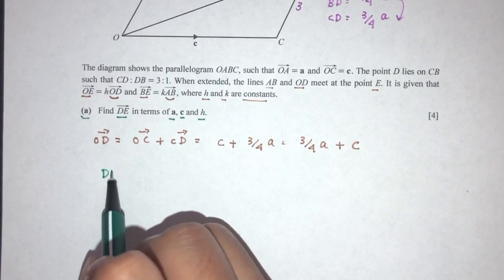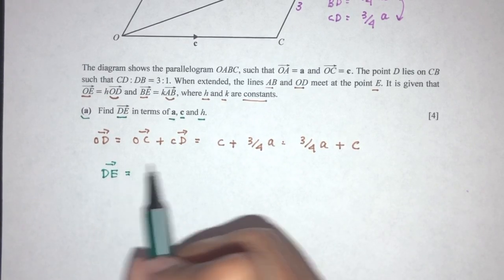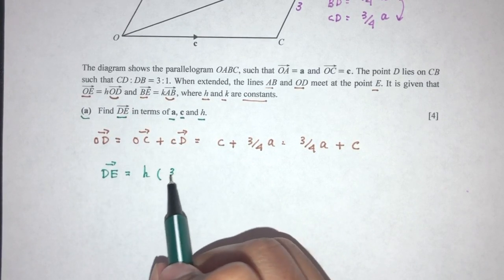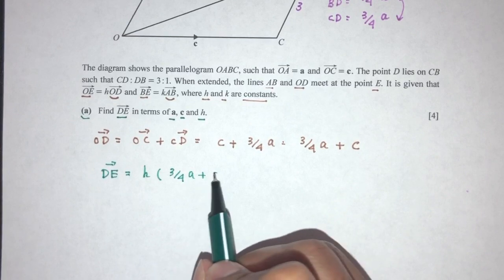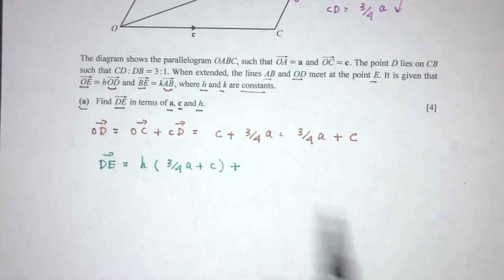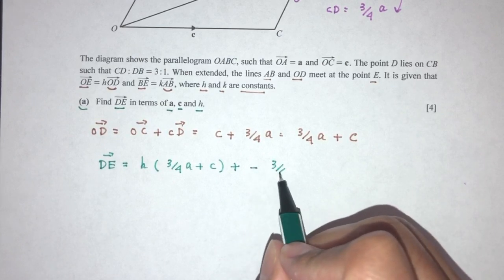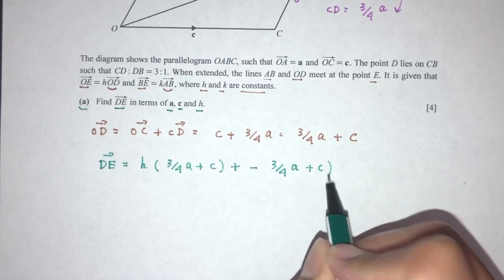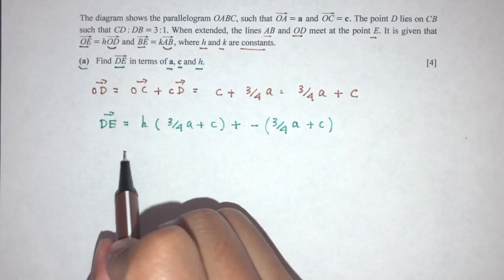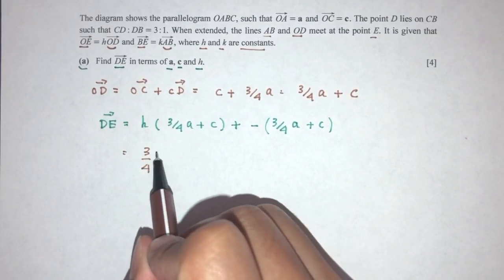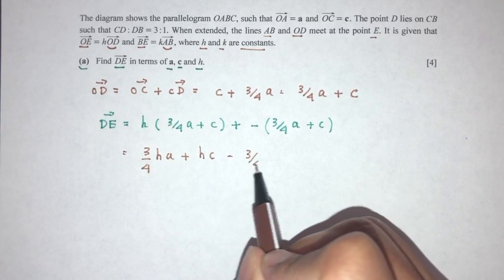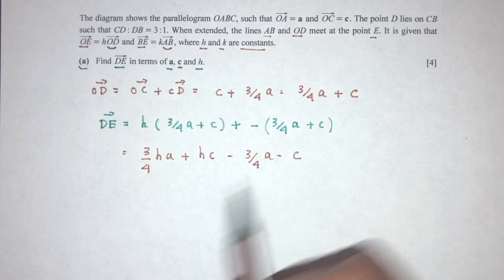So DE will have to be OE minus OD. OE is given to you by H times OD, which is H times 3/4 A plus C, and minus OD, which is 3/4 A plus C. Now we can obviously simplify if you want to. That will be 3/4 HA plus HC minus 3/4 A minus C.